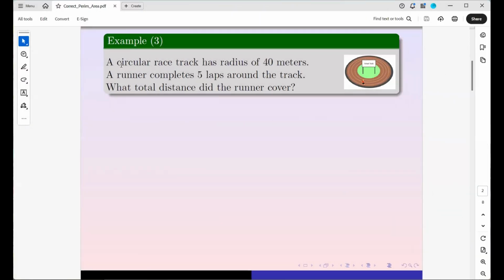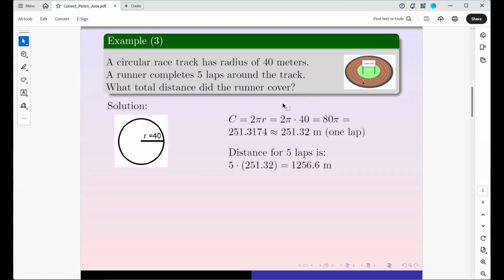Example 3. A circular racetrack has a radius of 40 meters. A runner completes 5 laps around the track. What total distance did the runner cover? So let's see the solution.